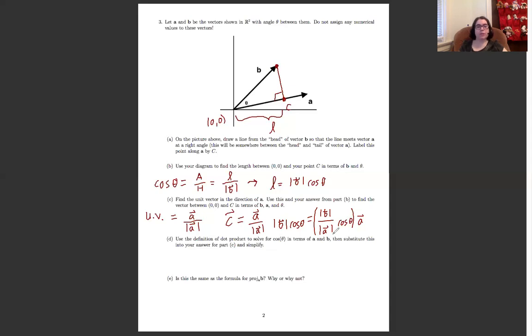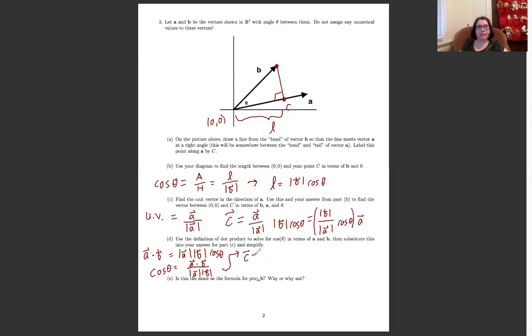And for D, we want to use the dot product to solve for cosine theta to just leave everything for C in terms of A and B. So recall that the dot product A dot B is equal to the magnitude A times the magnitude B times cosine theta, for theta the angle between them. And to reverse solve, I'm going to divide both sides by magnitude A, magnitude B, so that I get cosine of theta is equal to A dot B over magnitude A times magnitude B. And then I'm going to plug that in.